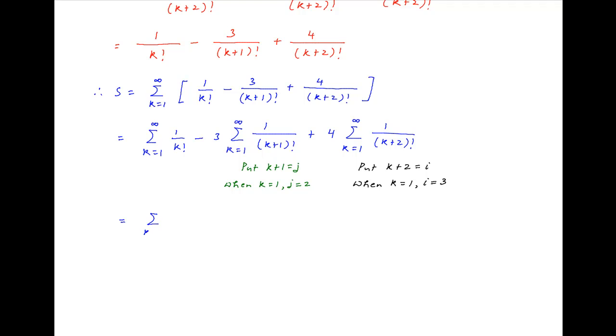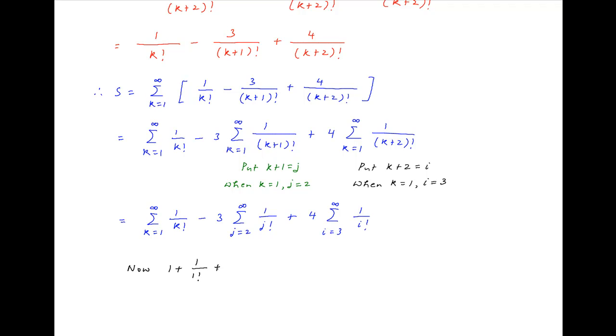The sum of the series can therefore be written as summation k equal to 1 to infinity 1 upon k factorial, minus 3 times summation j going from 2 to infinity 1 upon j factorial, plus 4 times summation i going from 3 to infinity 1 upon i factorial.